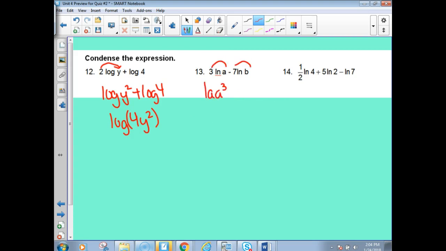Okay, number 13, put these back on. Natural log of a to the 3rd minus the natural log of b to the 7th. You have subtraction, so ln, the natural log of a to the 3rd divided by b to the 7th.